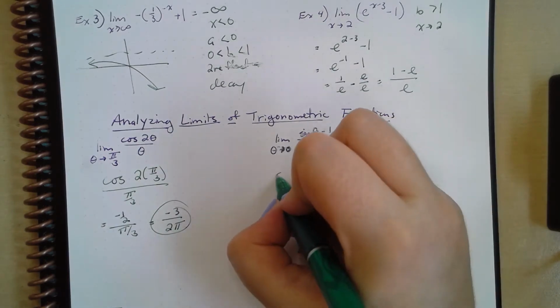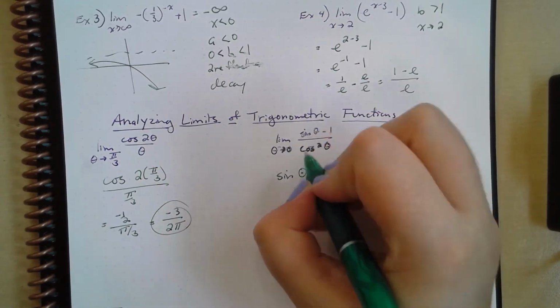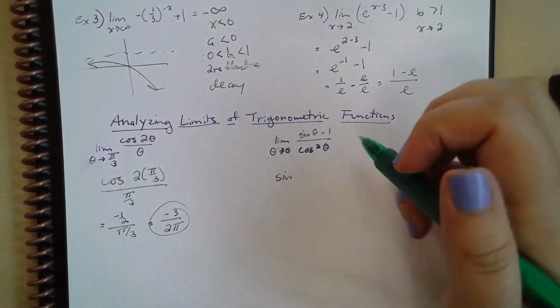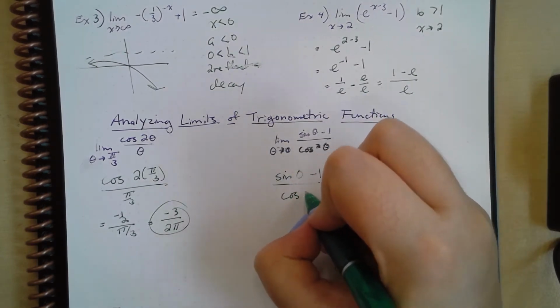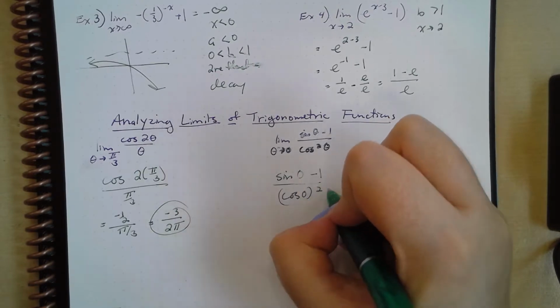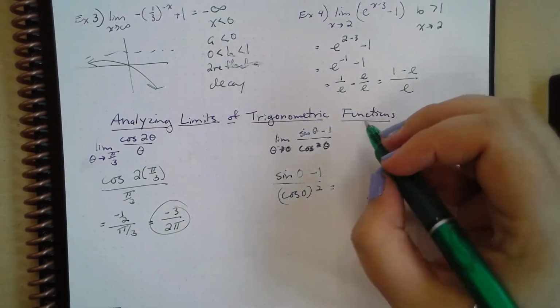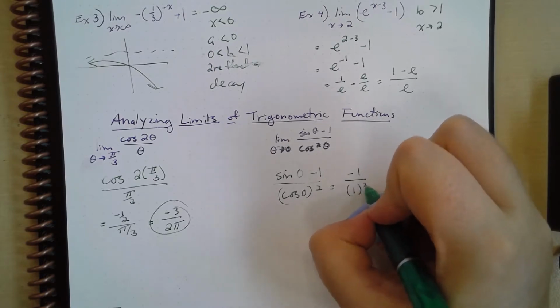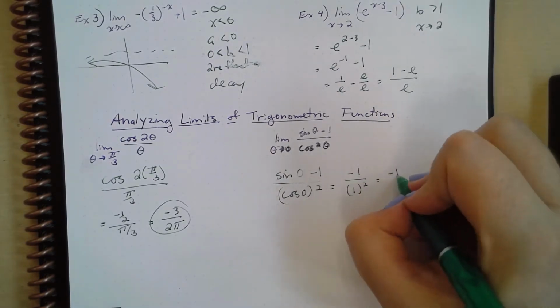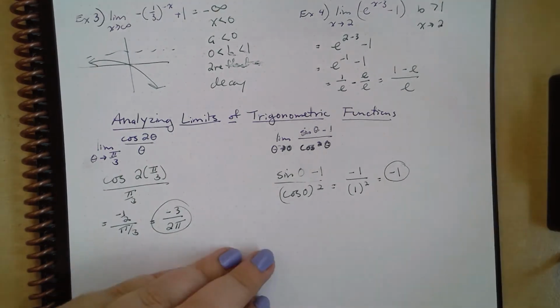This is going to be the sine of 0. Oops, I tried to write it as theta. It's not theta anymore, it's 0. Minus 1 over cosine of 0 squared. Well, the sine of 0 is 0, so we're going to have negative 1 over 1 squared, which is just equal to negative 1. So simple and easy.